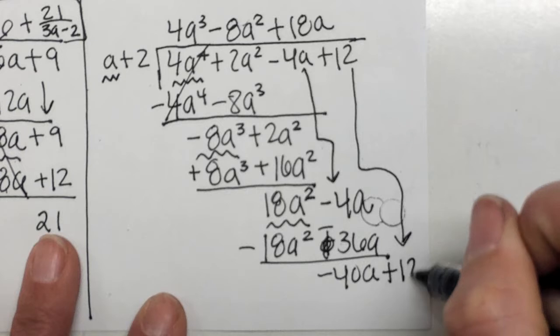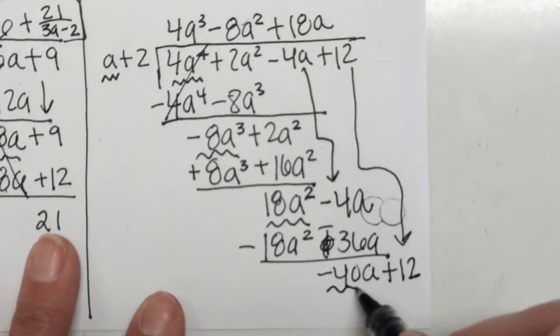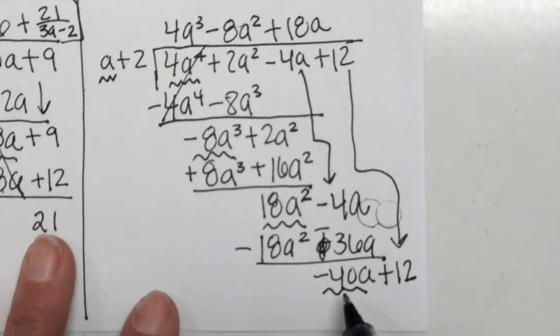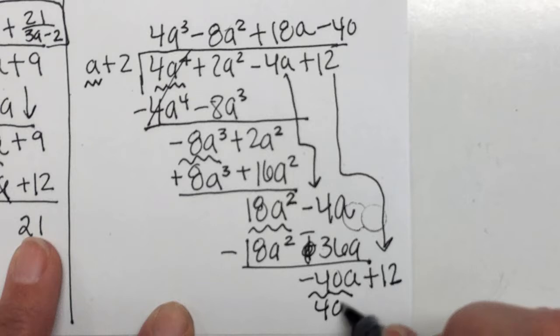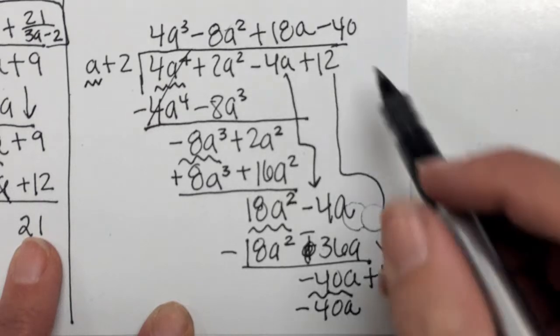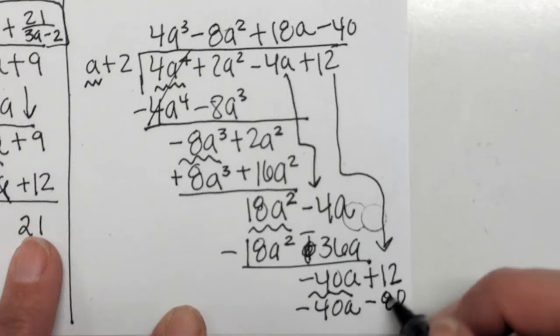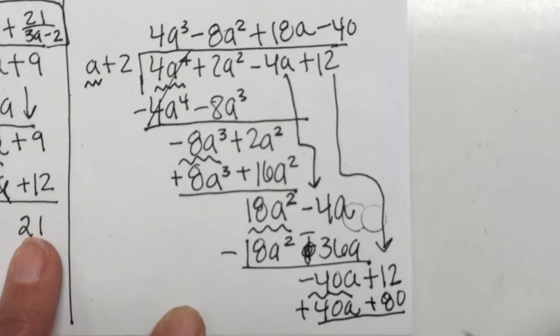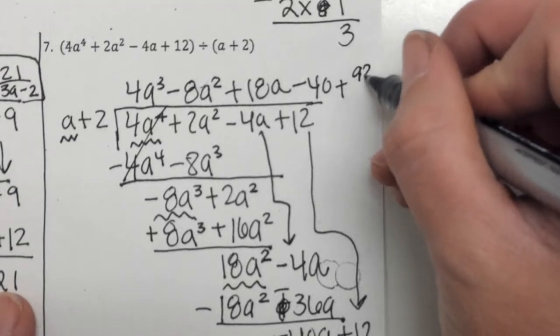And then what two terms am I focused on? Anybody? Negative 48. So I have to multiply this by what to get negative 40? Good. So I'll have 40a, negative 40a, excuse me. And what's negative 40 times 2? I have to do what? So my remainder is 92. Good. So plus 92 over a plus 2.